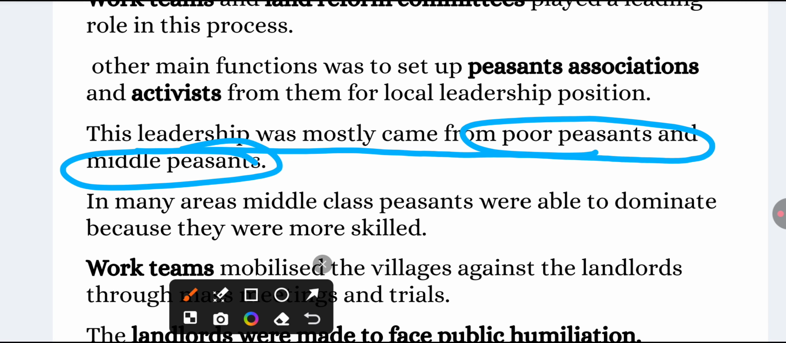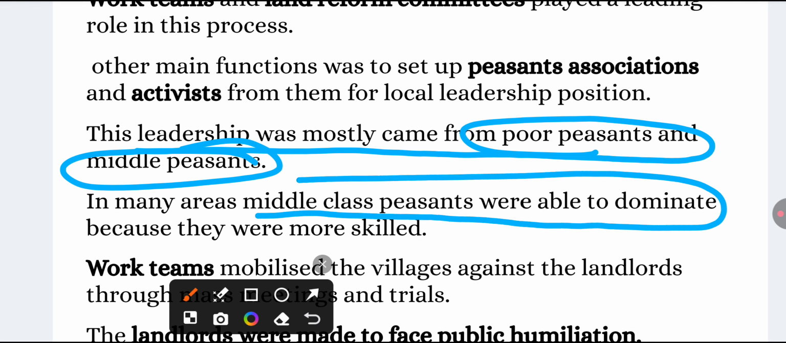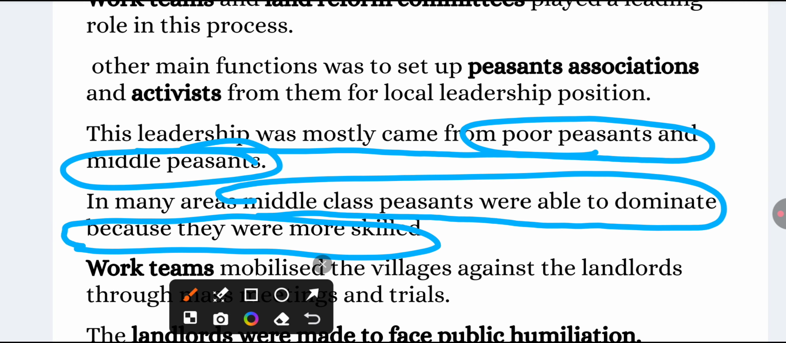In many areas, middle class peasants were able to dominate. Which people dominated? Middle class peasants, because they were more skilled than poor peasants.